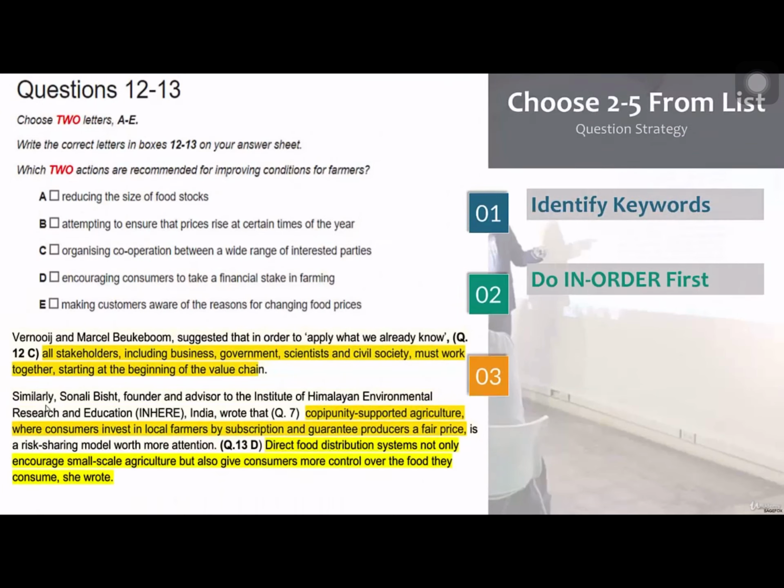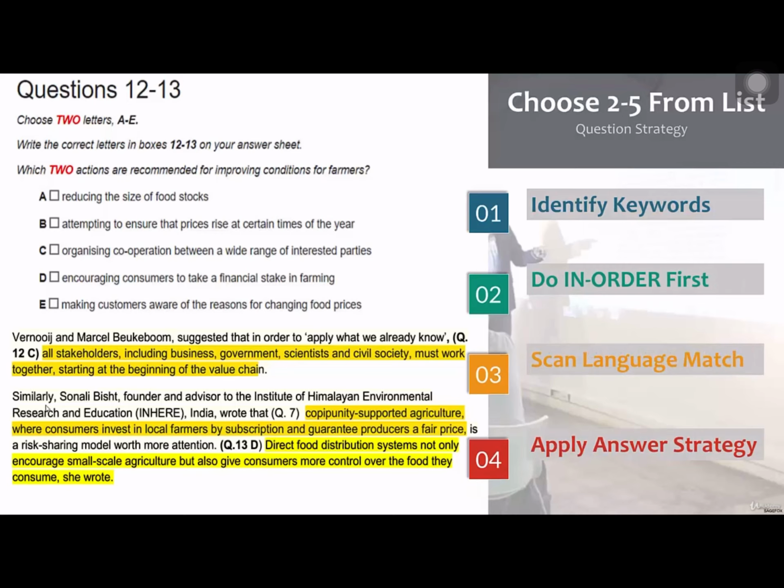Now in this one, they're asking us to choose 2 for numbers 12 and 13. And we can see number 12 here is C, right? It doesn't matter in terms of the order that you put the answer choices. You can put CD or DC, it does not matter, okay? Verneuil and Marcel suggested that in order to apply what we already know, all stakeholders, including business, government, scientists, and civil society, must work together starting at the beginning of the value chain. That is a match for C.